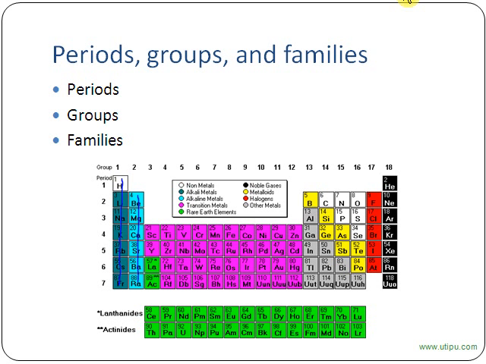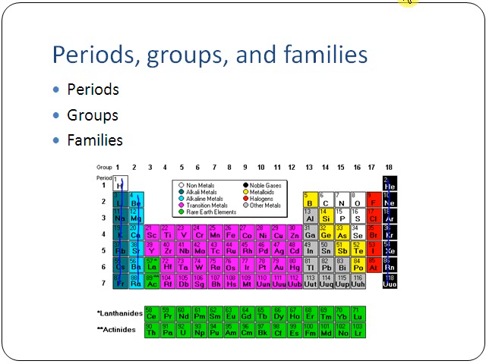Beryllium, magnesium, calcium, strontium, period 2, are the same way. Same thing if I take 18: helium, neon, argon, that particular group. And so groups are your vertical columns, and they are numbered 1 through 18.